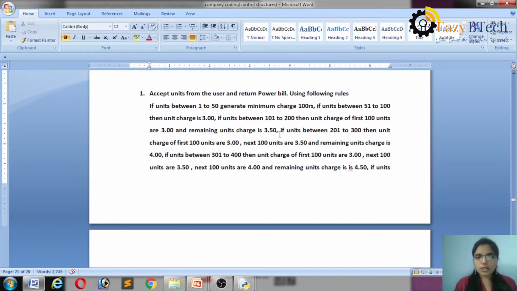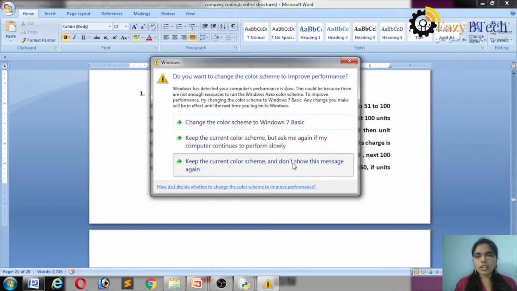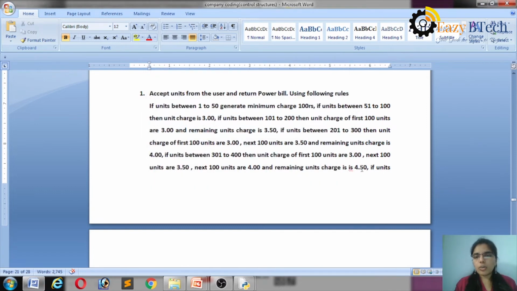Next 100 units are 3.50 and the remaining units charge is 4 rupees. If units are between 301 to 400, then the unit charge of the first 100 units is 3 rupees. Next 100 units are 3.50. Next 100 units are 4 rupees and the remaining units are 4.50.